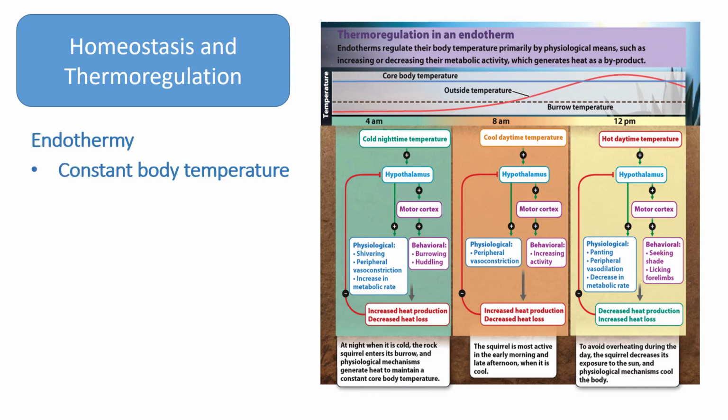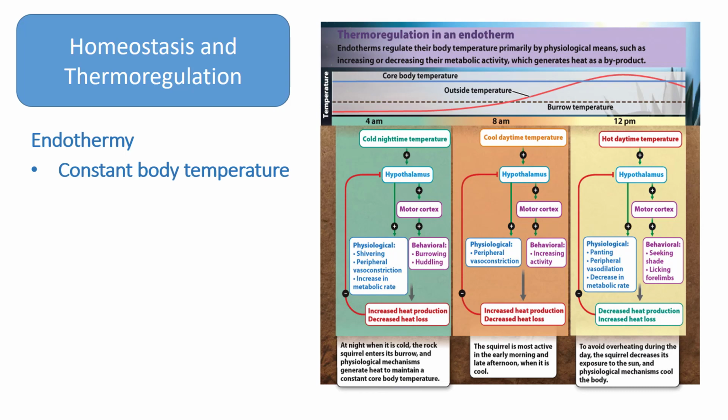Animals that produce most of their own heat as byproducts of metabolic reactions, including the breakdown of food, are endotherms. These animals usually maintain a constant body temperature that is higher than that of their environment. The control of core body temperature, or thermoregulation, is a form of homeostasis and requires the coordinated activities of the nervous, muscular, endocrine, circulatory, and digestive systems.